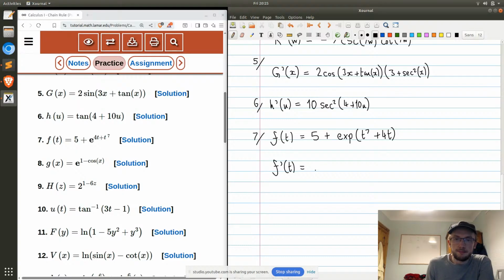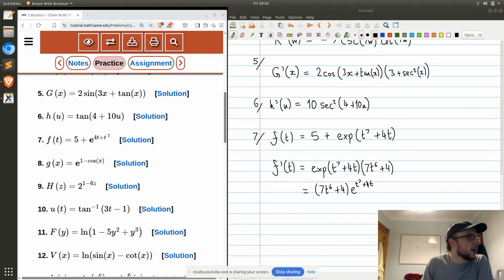differentiating the outside one. The derivative of e to the x is e to the x, so we leave the inside alone. And then multiply it by the derivative of the inside one. We get that. But I suppose they would want it in their own notation, right? So 7t to the 6 plus 4, all times e to the t to the 7 plus 4t, there like that. And we shall check this.